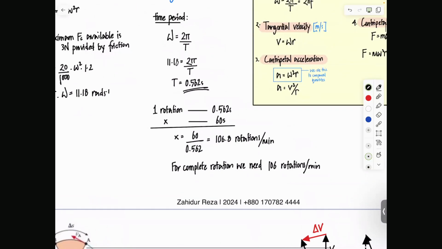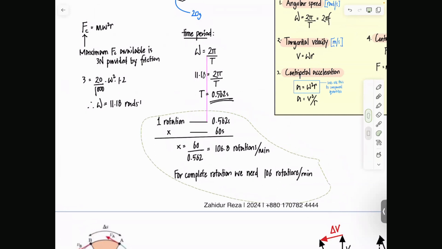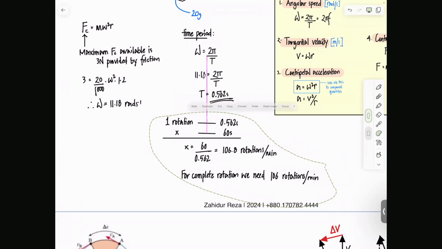So there you have it. This is the question. In an exam, this would be around 6 marks. It'll break it down into parts.